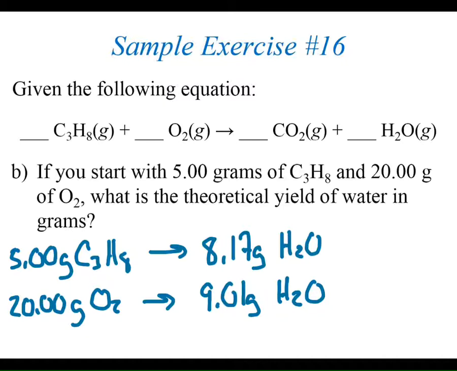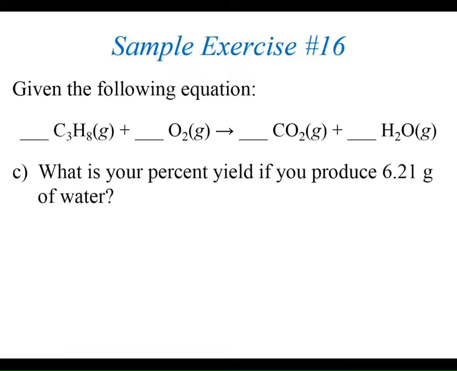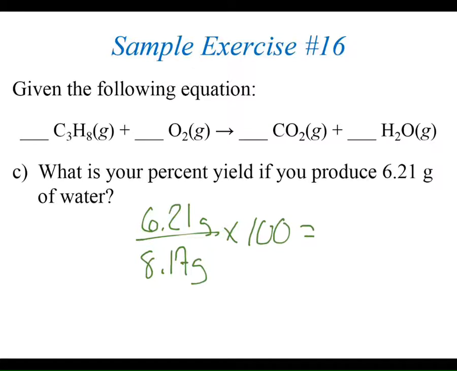What's the actual theoretical yield? The small one, right? Okay, 8.17. So, what's the percent yield? Well, we would take the actual yield it gave us, 6.21, over the theoretical, the one you just calculated, 8.17, times 100. And what is that? 0.0? Looks like 3 sig figs to me, that's why I'm asking. Okay.